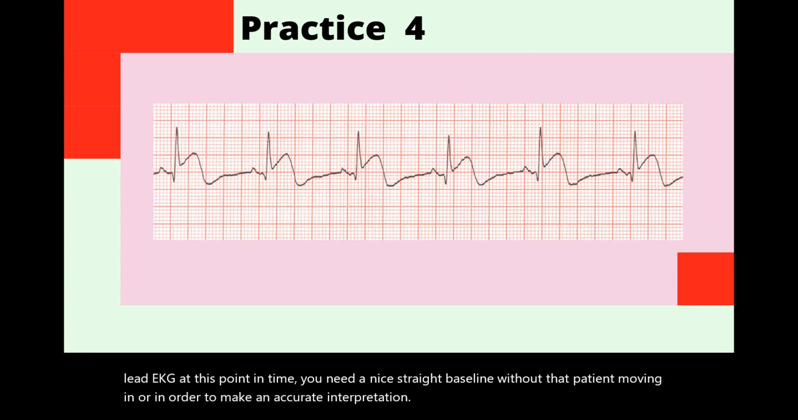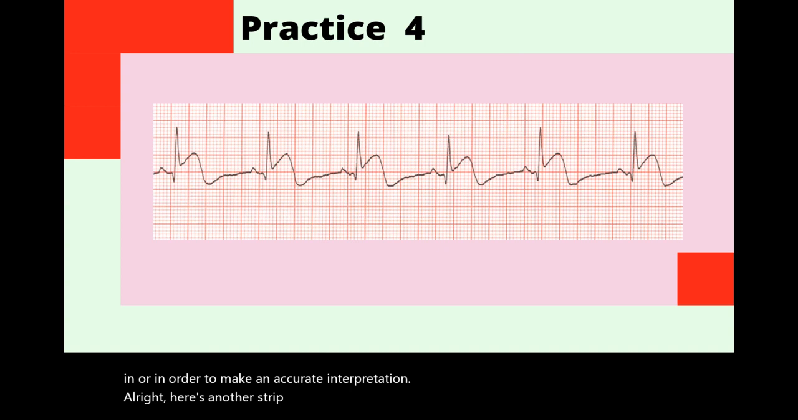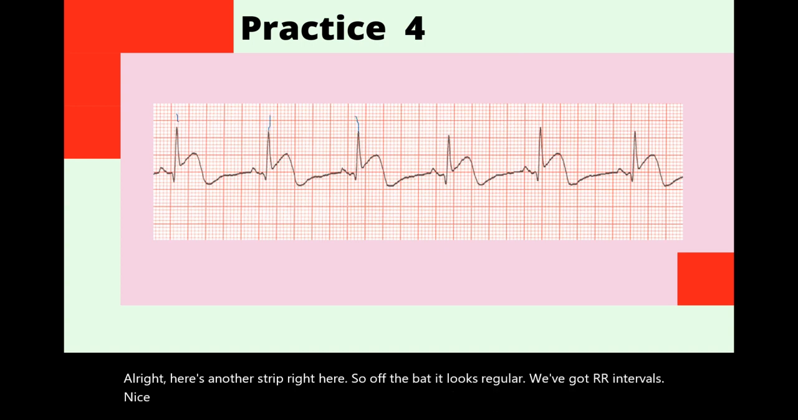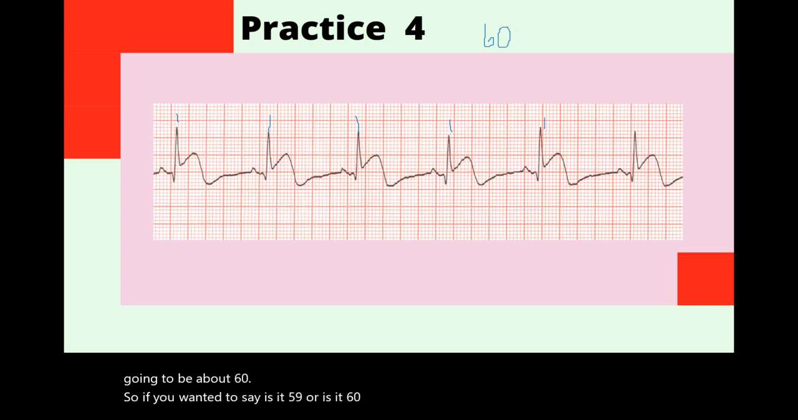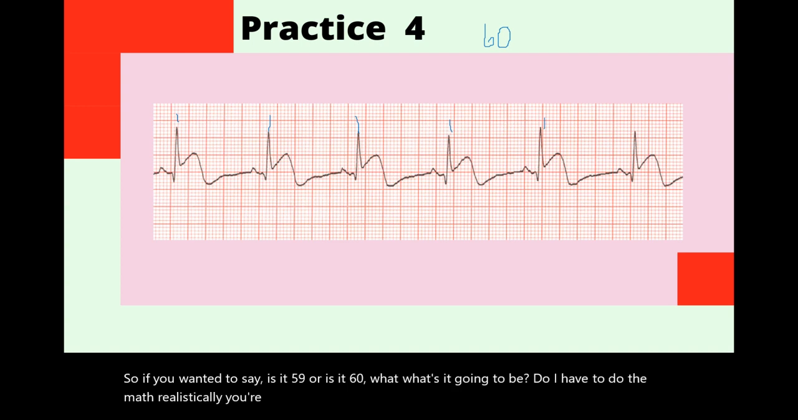All right, here's another strip right here. Off the bat, it looks regular. We've got R to R intervals, nice and equally spaced. Everything is marching out beautifully. So it's regular. Our rate is going to be about 60. So if you wanted to say, is it 59 or is it 60, do I have to do the math? Realistically, your monitor will tell you if it's 59 or 60.